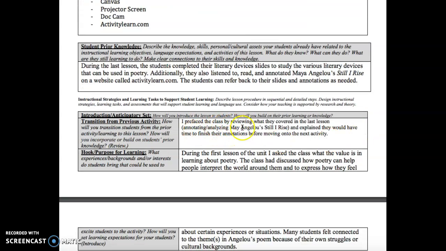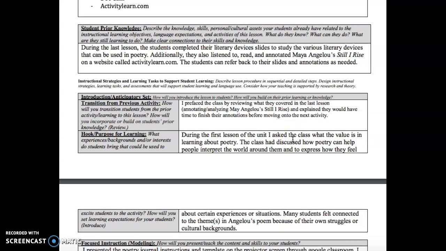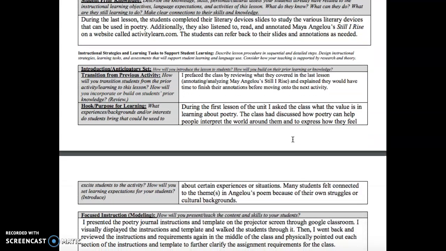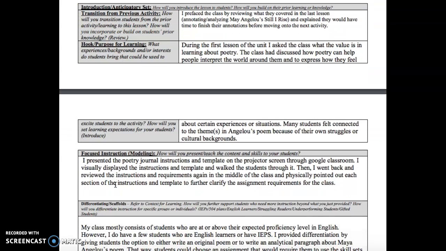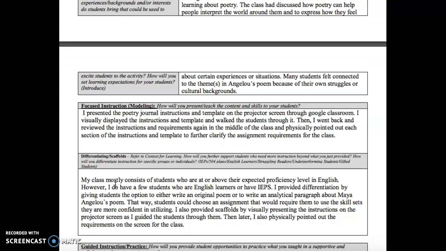Transition from the previous activity, she prefaced the class in order to get into this. And then her hook was the value of learning poetry. Again, we could probably talk about the content. Many students felt connected to the themes in Angelou's poem because of their own struggles or cultural backgrounds. So this is a way to hook students into getting interested in poetry and learning how to achieve poetry writing and analysis.